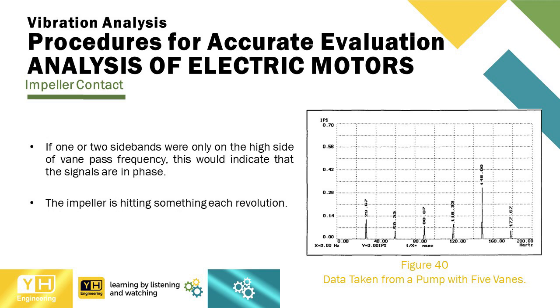If one or two sidebands were only on the high side of vane pass frequency, this would indicate that the signals are in phase. The impeller is hitting something each revolution.